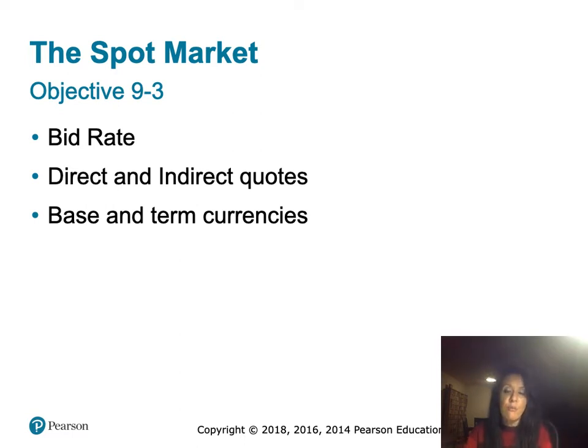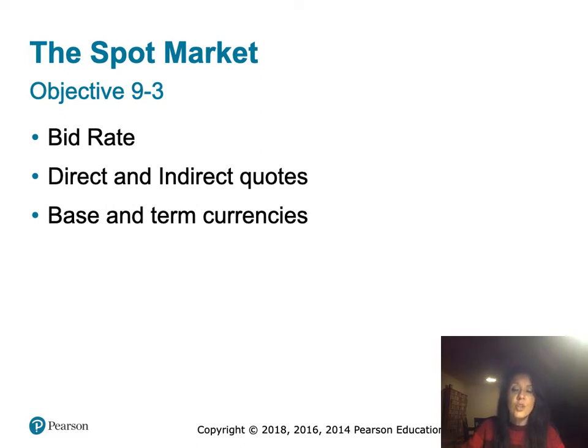In this example, of course, the dealer quotes the foreign currency as the number of US dollars for 1 unit of that currency. This method of quoting exchange rates is called the direct quote, which is the number of units of the domestic currency for 1 unit of the foreign currency. It is also known as American terms.